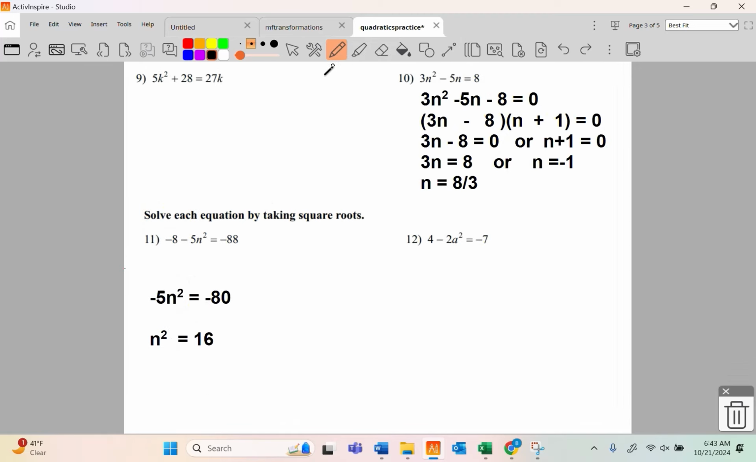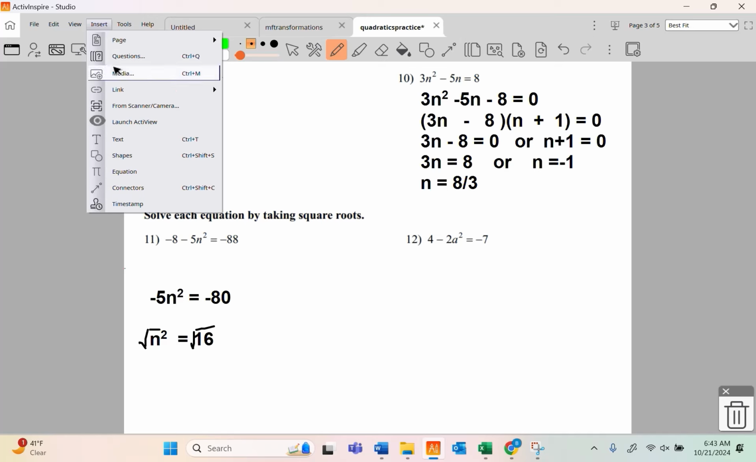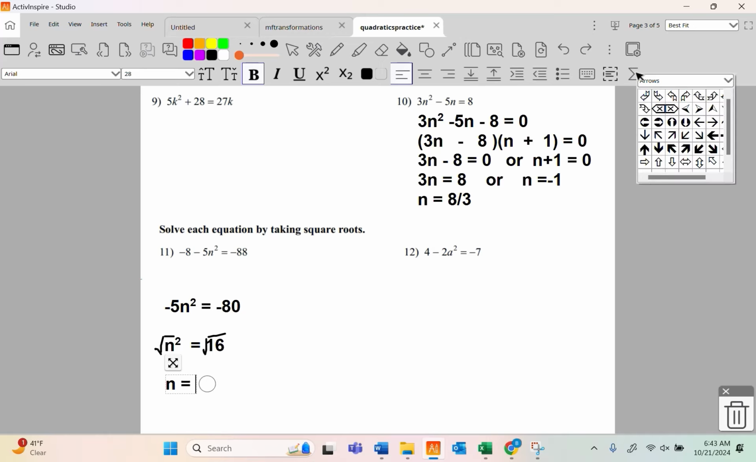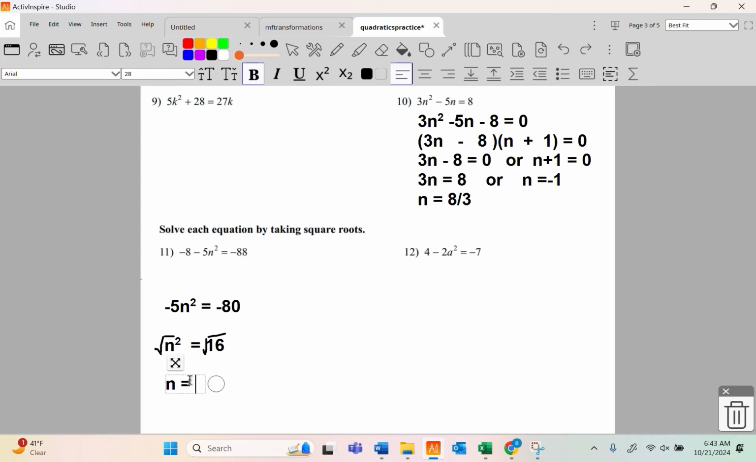And now we're going to counteract squaring by taking the square root. And don't forget, when you take the square root of something, you have to include the plus or minus. I don't think this software has the plus or minus symbol. Be cool if it did. Oh, it does. Cool. Plus or minus. But for some reason, I can't press it. Anyways, let's just do it this way. N is negative 4 or N is positive 4.